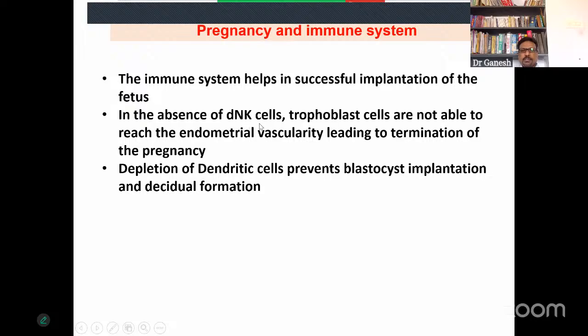In the absence of decidual natural killer cells, trophoblast cells are not able to reach the endometrial vascularity, leading to termination of pregnancy. So we cannot say that pregnancy can be successfully completed in the absence of the immune cells, because if these decidual natural killer cells are not present, then the trophoblasts are not able to successfully establish the connection with the endometrium of the uterus. So that can result in the termination of the pregnancy also. Then the depletion of the dendritic cells also prevents the blastocyst implantation and decidual formation. So the immune system is also establishing a cooperative role here in order to complete the successful implantation of the fetus and also the pregnancy and the safe parturition.